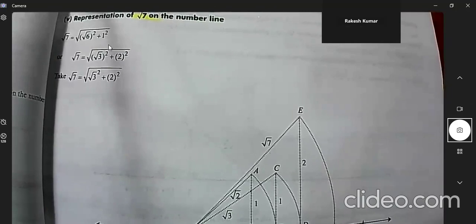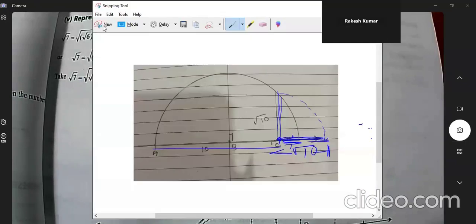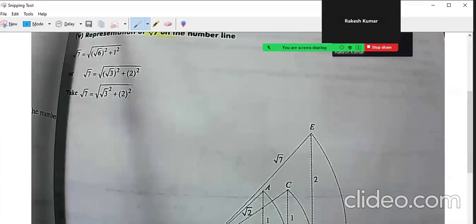Root 7 can be drawn in 3 ways. Either it should be root 6 plus 1, or root 3 plus 2 whole square, these 2 ways. Okay. So root 7 is 3 plus 4 under root. So basically I have to draw, either I first find root 6.